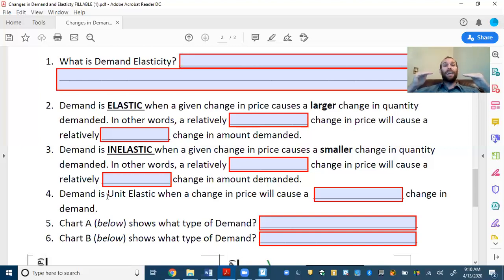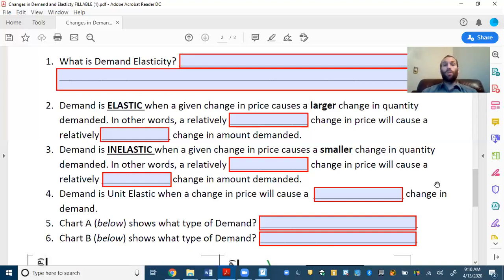So elastic means that a small change in price causes a big change in quantity demanded. Inelastic means that a big change in price causes a small change in quantity, and unit elastic means that it's an equal change in regards to price and quantity in a percentage way.